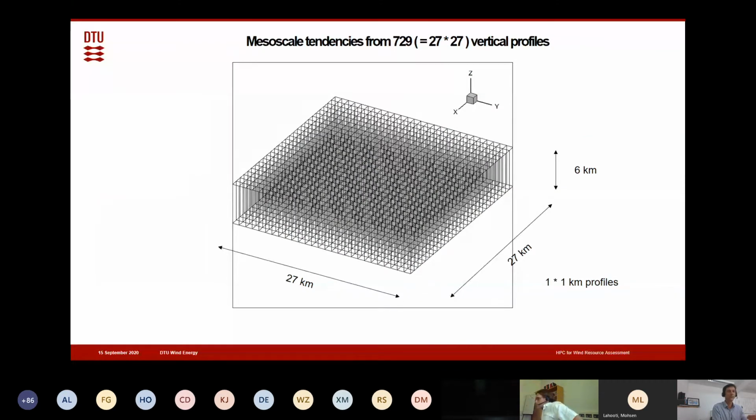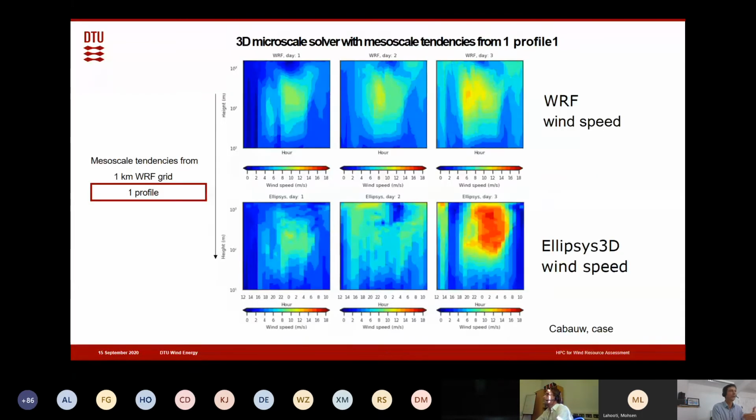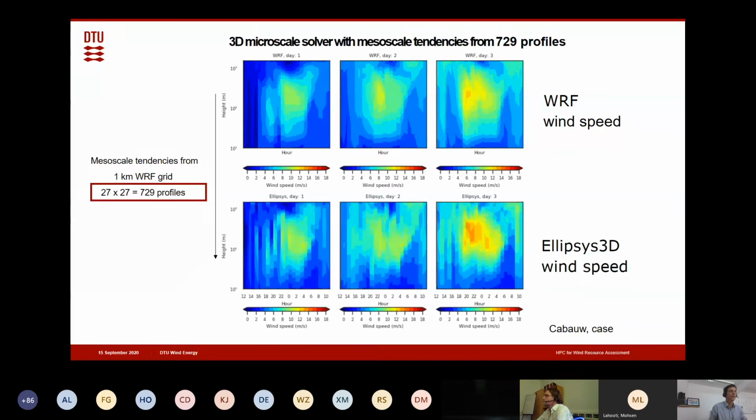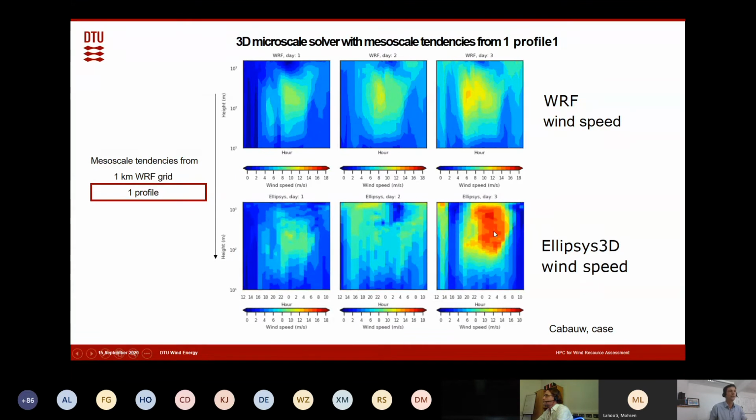So we have 27 by 27 profiles, so it's now 729 profiles, and we can see the same again. So now this is showing you with the 1 profile, and you can see in this case by the 3rd day things are going astray in this proof of concept when we don't do the multiple columns. We just have 1 column representing a 1 by 1 kilometer from the mesoscale.